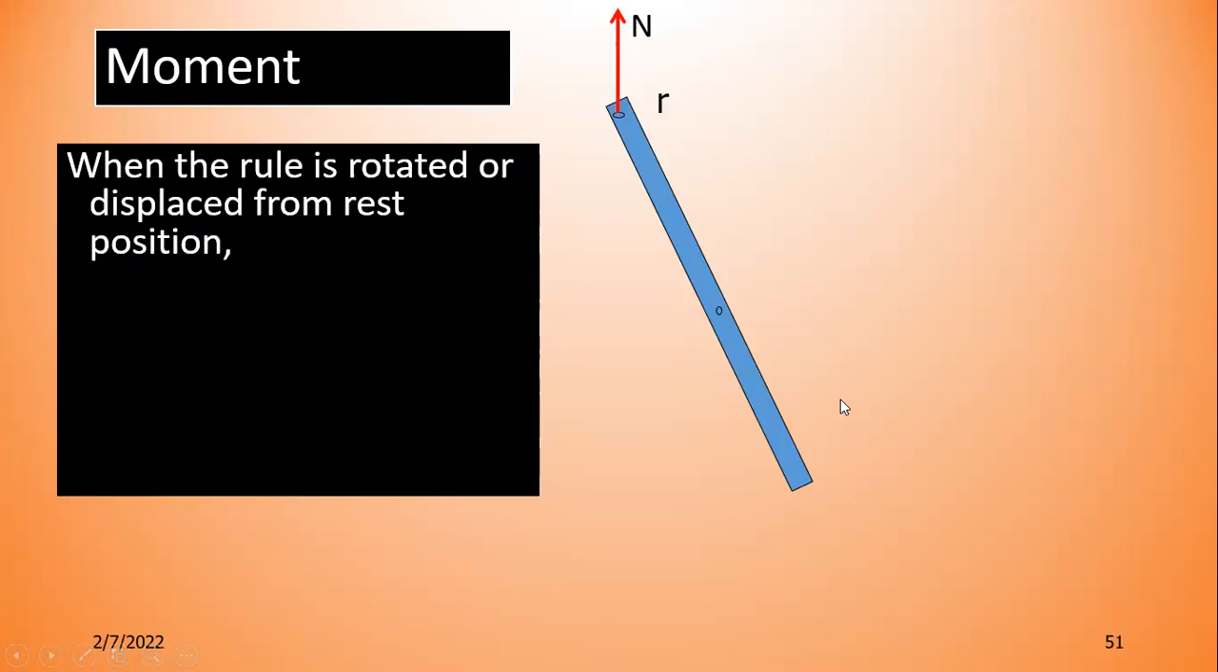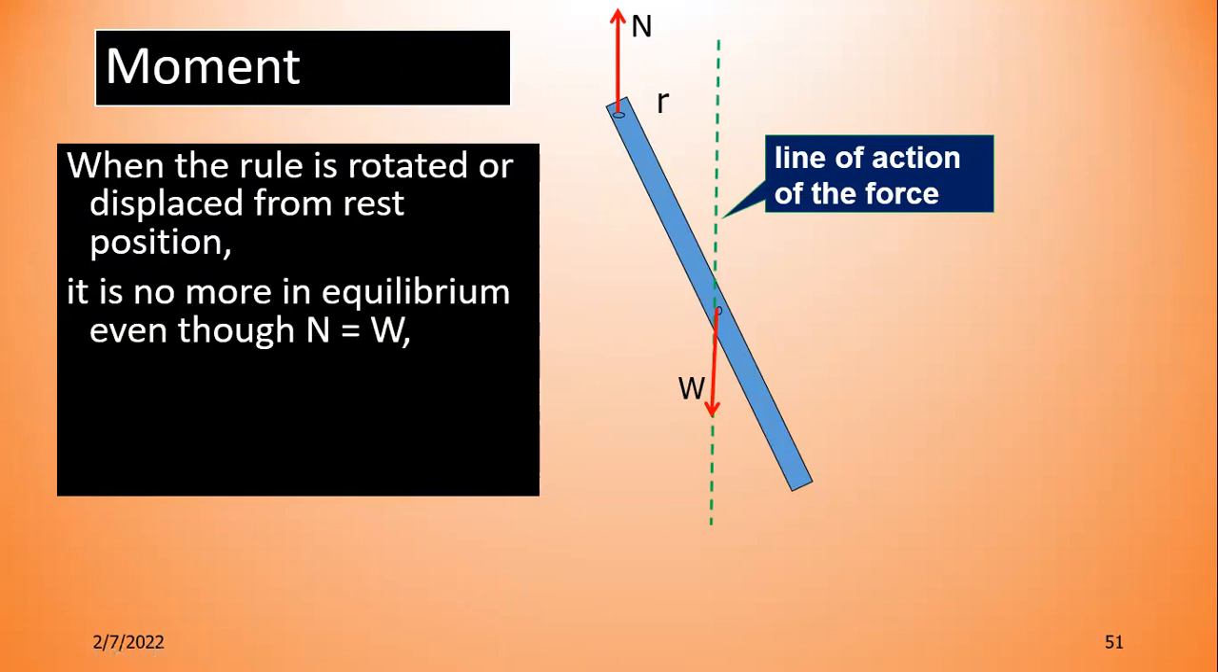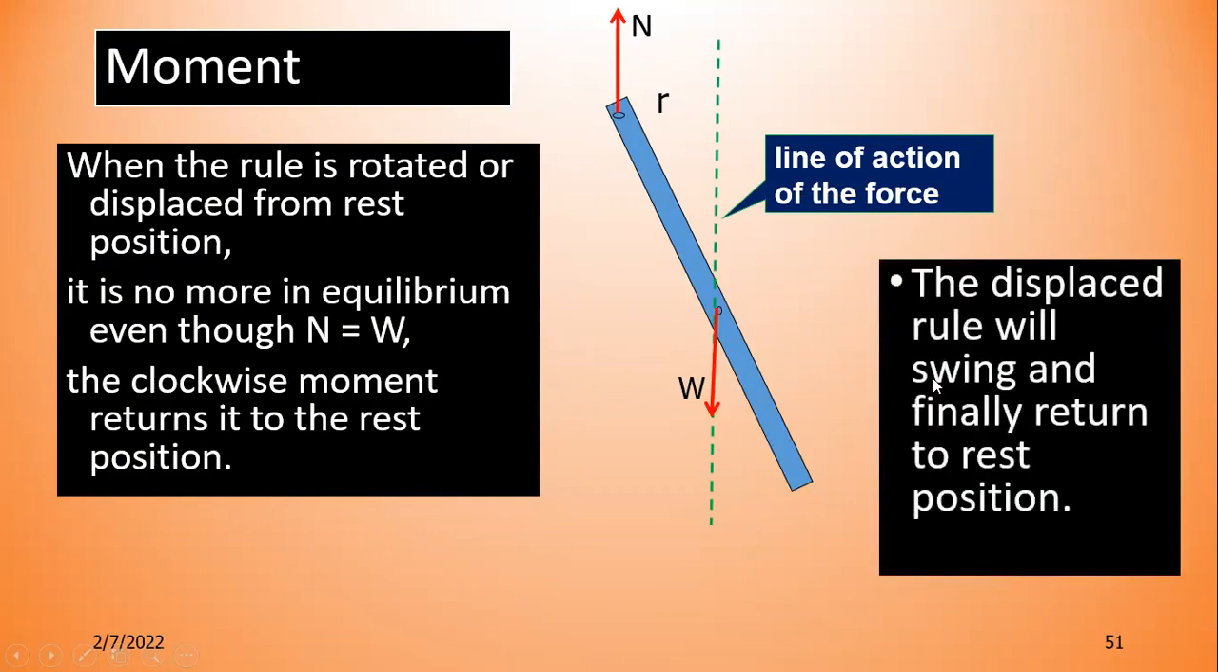When we displace the ruler, a small displacement from the rest position, right? The rest position is where it's not moving. There's a line of action of W now, and the line of action of N is now here. Right? N and W are still equal, but it's no longer in equilibrium. There's what we call a clockwise moment. That means it will swing downwards, clockwise, to the rest position. So the displaced ruler will swing and finally return to the rest position.